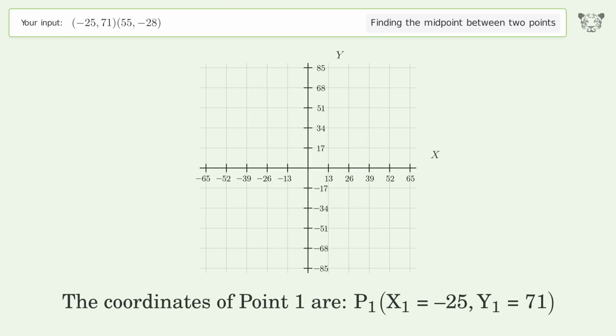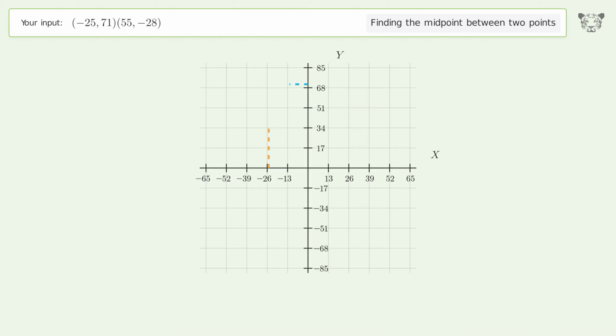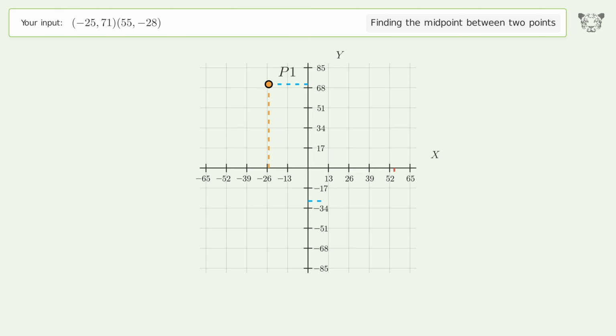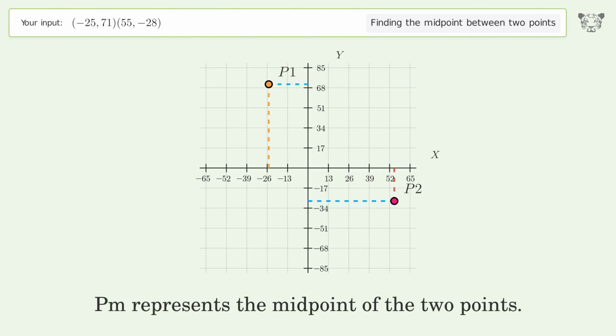The coordinates of point 1 are, x1 equals negative 25, y1 equals 71. The coordinates of point 2 are, x2 equals 55, y2 equals negative 28. PM represents the midpoint of the 2 points.